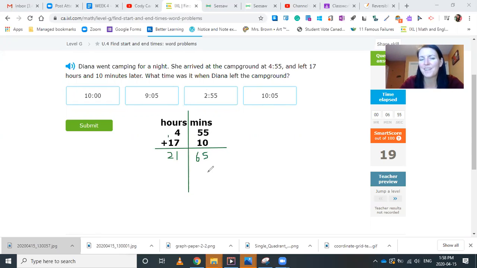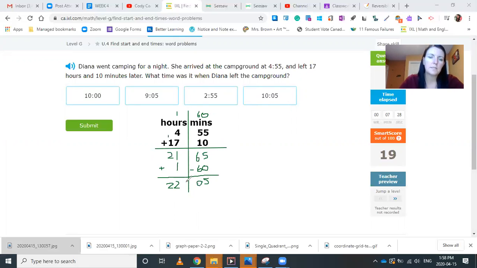Nope, there's no such thing. We have some converting to do. We know that 1 hour is 60 minutes. So we're going to subtract 60 from there, and we're going to add it to this side. Okay, so 5 minus 0 is 5. 6 minus 6 is 0. Here we're adding 1 plus 1 is 2. We've got 22 and 5. Let's make it 0, 5.